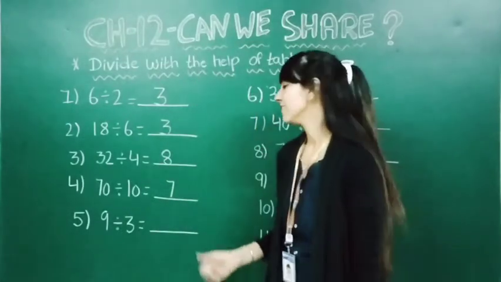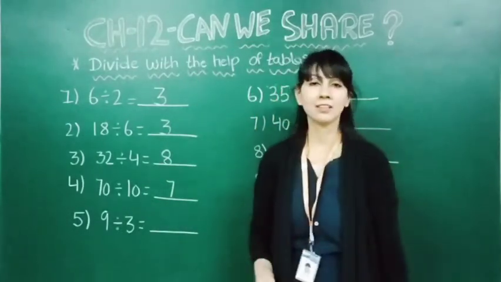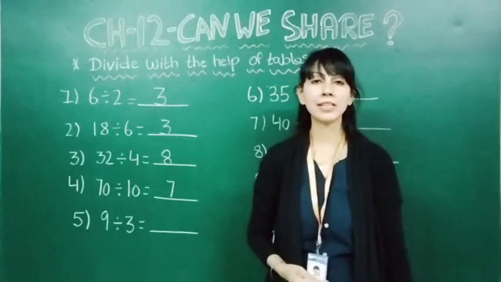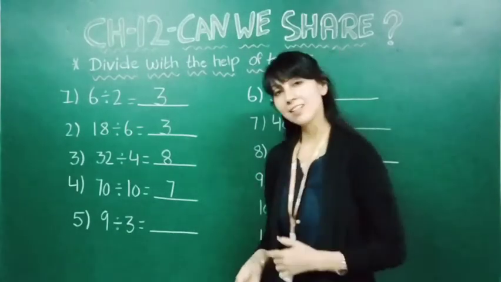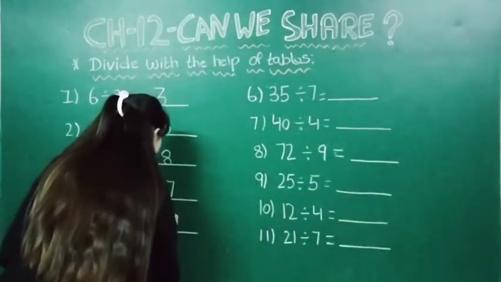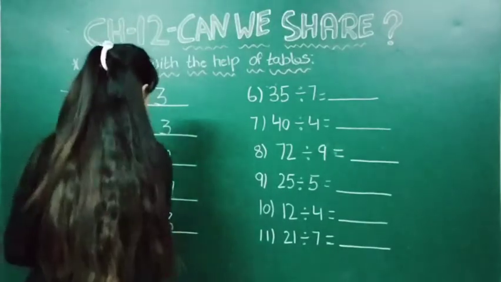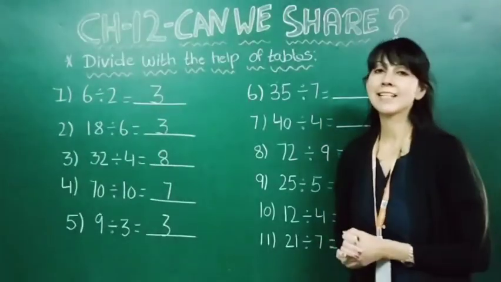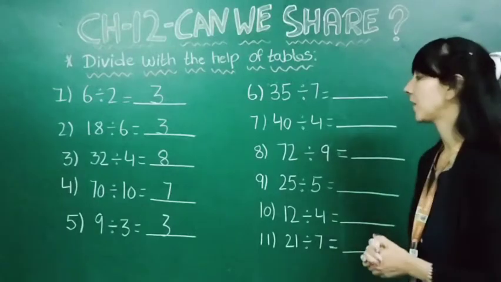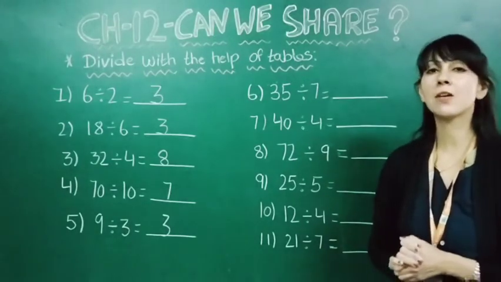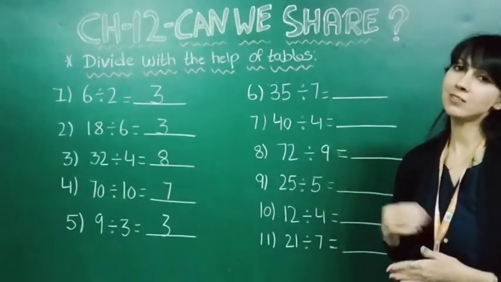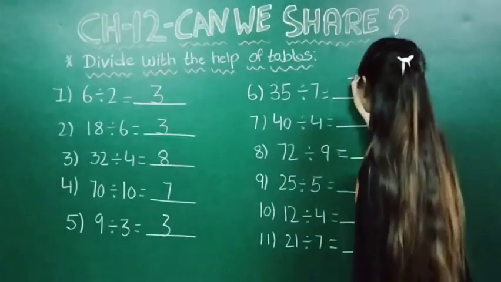Now 9 divided by 3. Now when 9 comes in table of 3, yes, 3 3s are 9. So here it will come 3. Now let's see next one. 35 divided by 7. Now when 35 comes in table of 7, yes, 7 5s are 35. So here it will come 5.